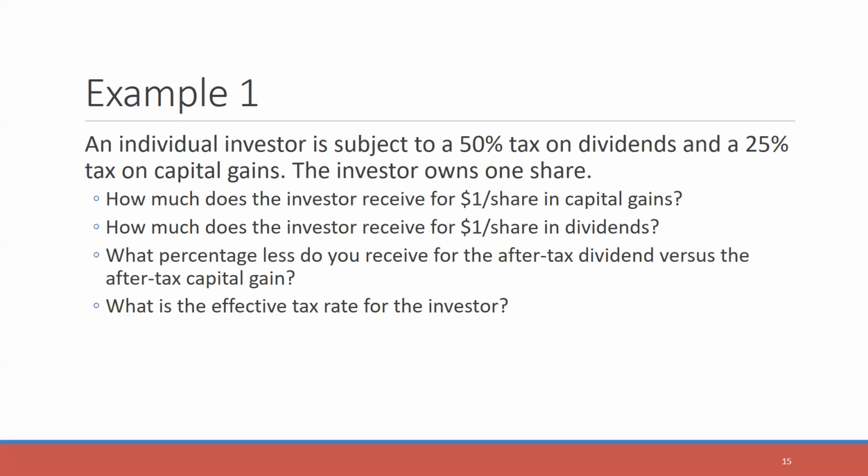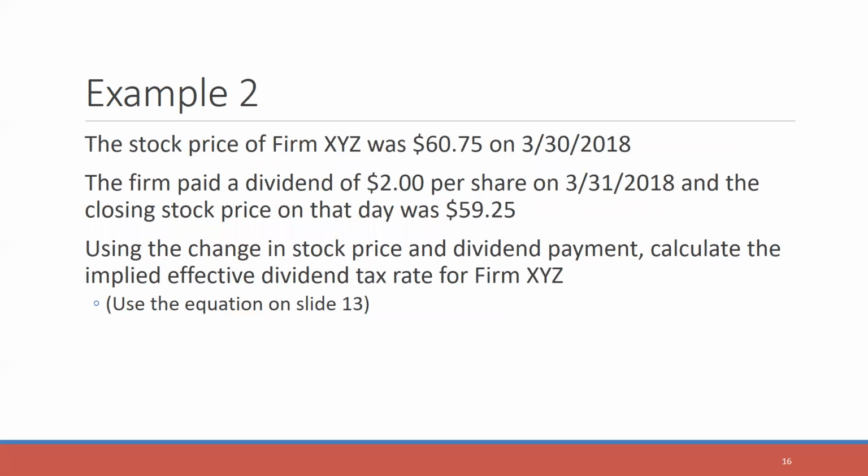And then our last question, what is the effective tax rate for the investor? To solve for the effective tax rate for the investor, we can plug our numbers into our tau star D tax rate formula. Very straightforward. Hopefully what we'll observe across both of these methods, for the percentage and also the effective tax rate, is that we end up with the same number.